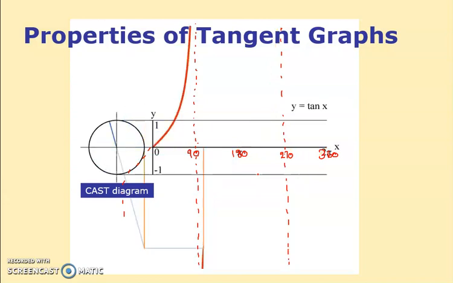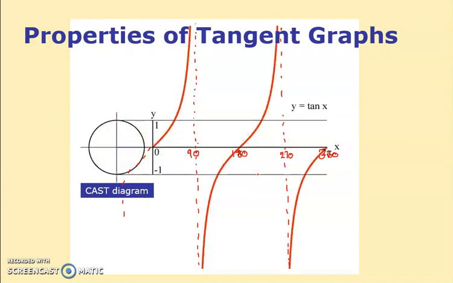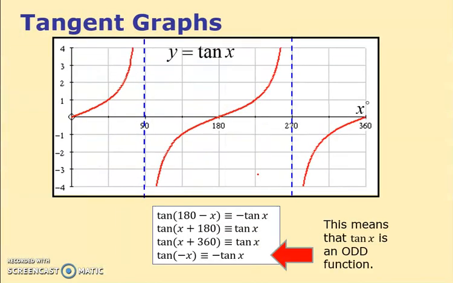So that's the tan graph, and we've got a cast diagram there as well, which I'll come back to later. So the properties of the tan graph, well, we saw this with the sine and cos as well.